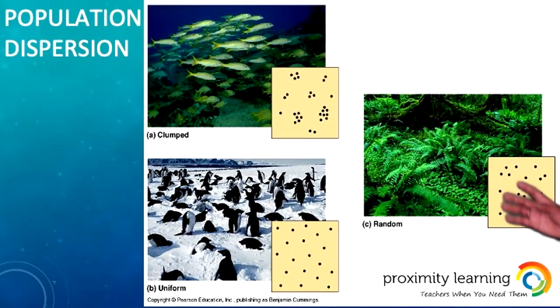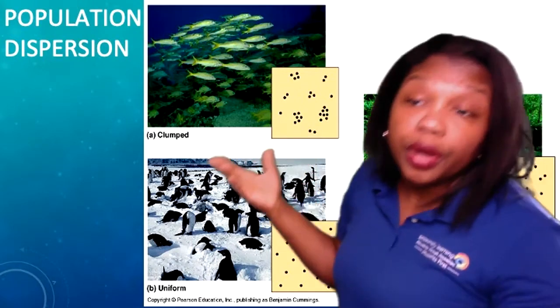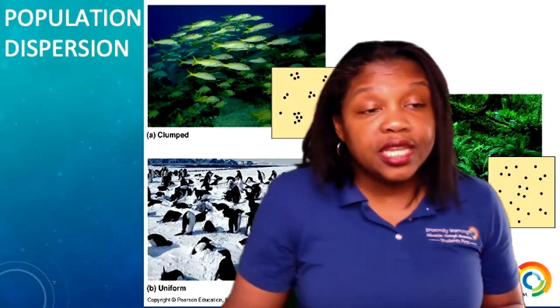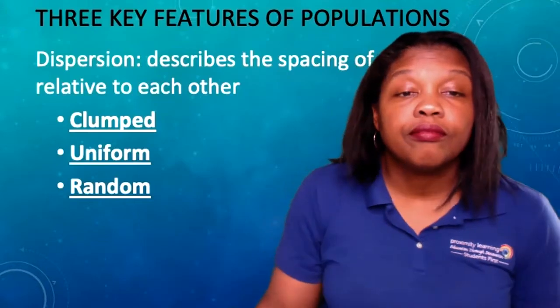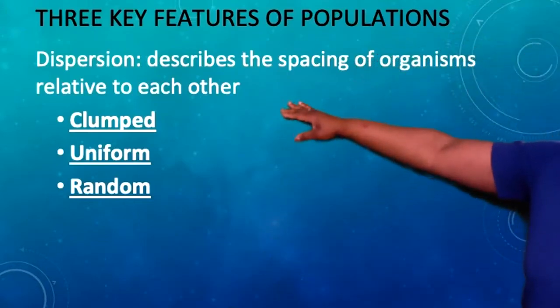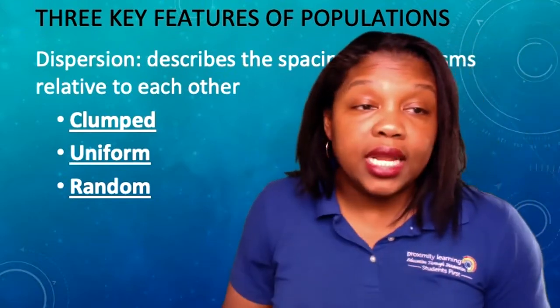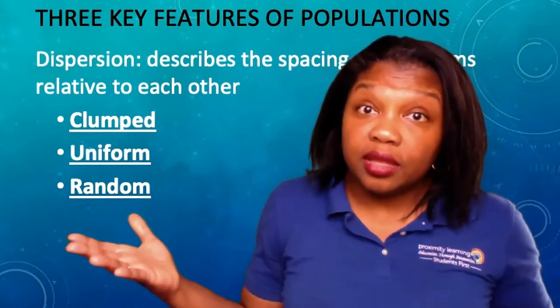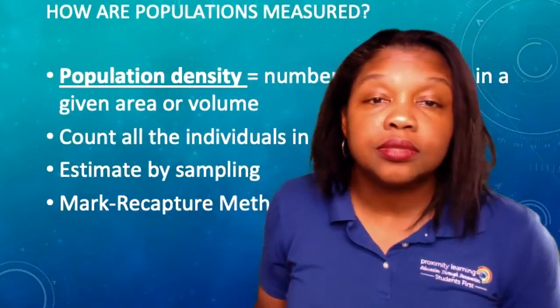And then, of course, you have random, which is exactly what the word says. It's just random. It's just a little bit here, a little bit there, a little bit everywhere. So your population can have that kind of look to it. So those are your 3 things: clumped, uniform, and random. That has to do with the amount of space between the individuals in the area.